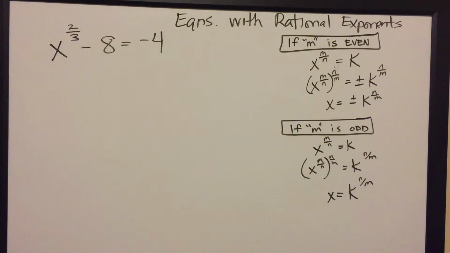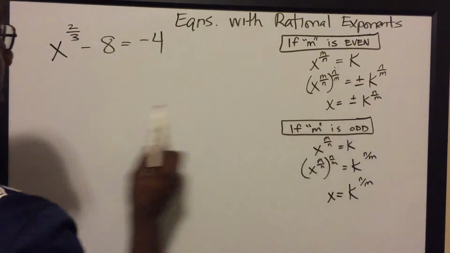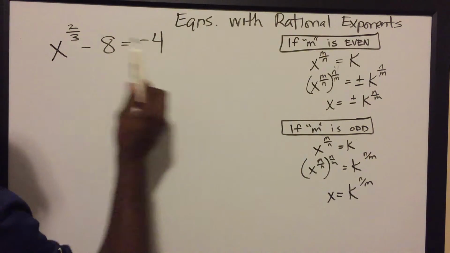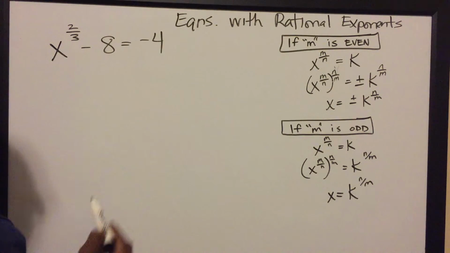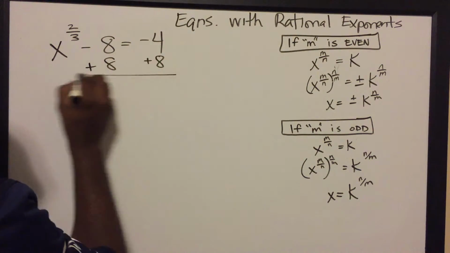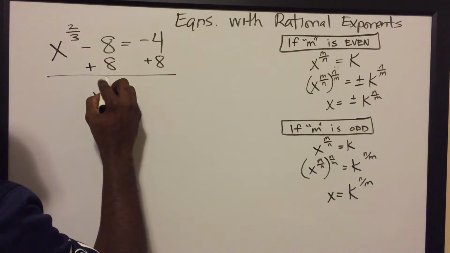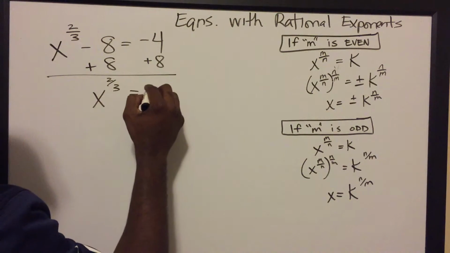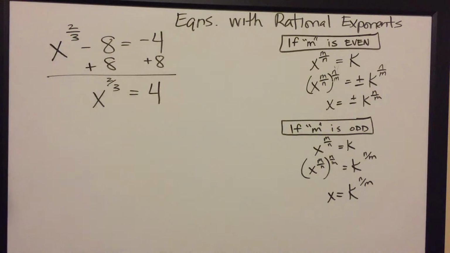So now that we know that, first thing we want to do, because you see we have our x over here and our k over there, we have to move this 8 over here in order to get it set up exactly like that. So we add an 8 here, we add an 8 here. x to the 2/3 is equal to 4.